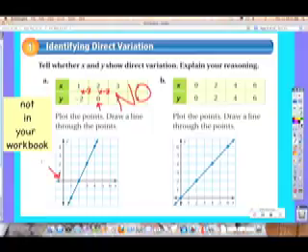Okay, let's look at letter B. Right here, how do you go from 2 to 2 by multiplying?